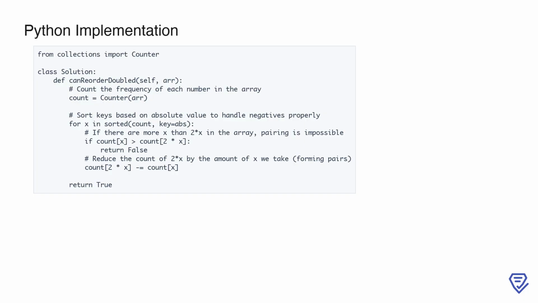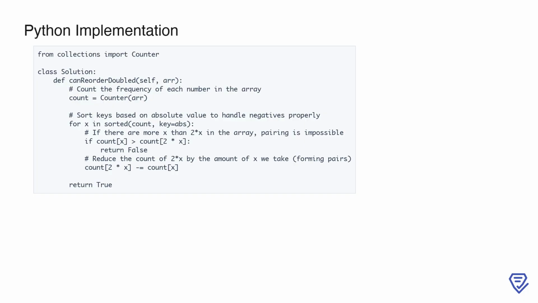4. Iterating through sorted keys. The solution iterates through the sorted keys. For each x, it checks whether there are enough 2x values to pair with all x values. If not, the function immediately returns false. 5. Forming pairs. When there are sufficient 2x values, their count is reduced by the number of x values used to form pairs. This ensures that no number is used more times than it appears in the array. 6. Returning the result. If all numbers are successfully paired, the function returns true. Otherwise, it returns false when a mismatch is detected.